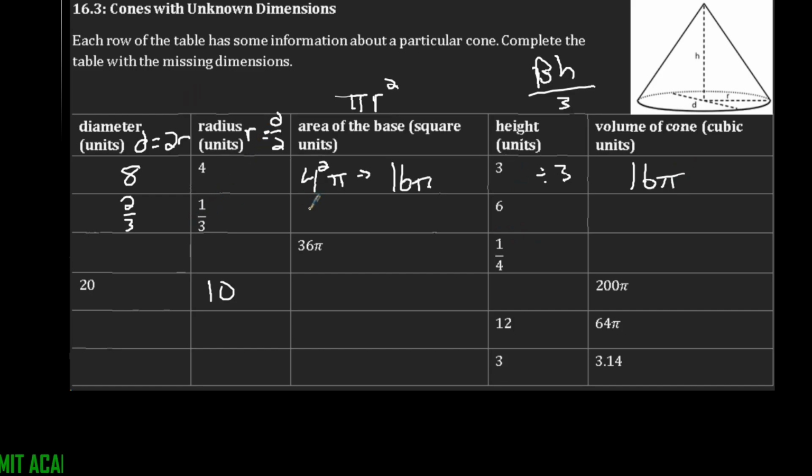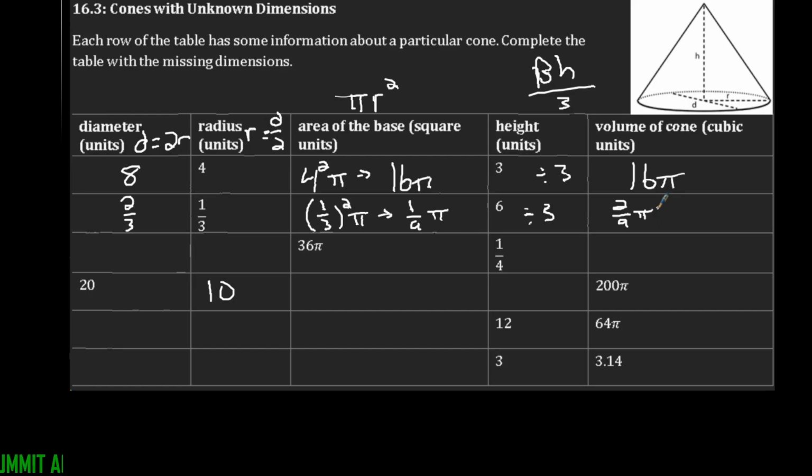Now if we take this one squared, we have 1/3 squared times pi, which is the same as 1/9 times pi. If we divide that by 3, it's going to be equal to 2. So I have 2/9 times pi as our volume for that cone.